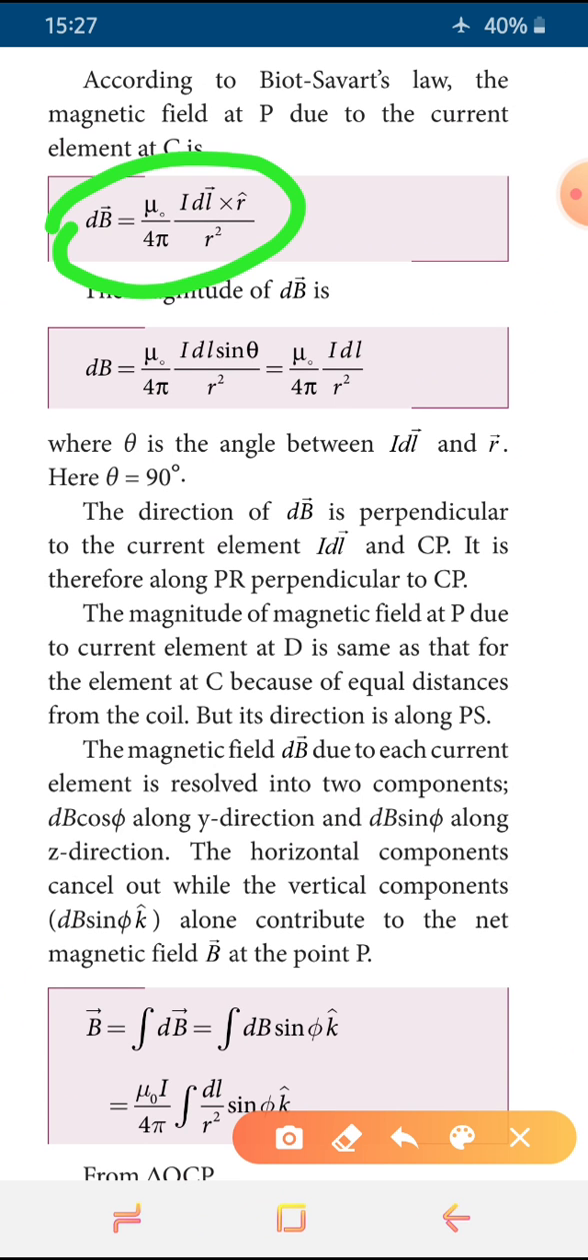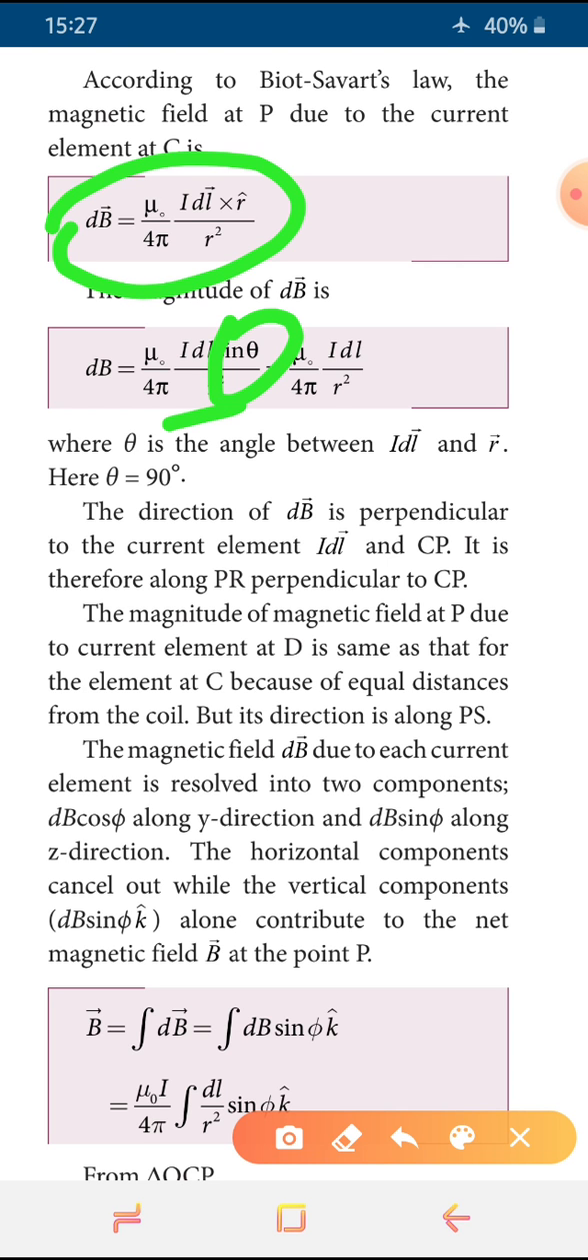We have discussed this law well in the last class and the previous class. And the magnitude of dB vector can be written as follows. Now I dl vector cross r vector gives a resultant only due to the sin theta. Then we write the equation mu naught divided by 4 pi, I dl, this is a cross product. Then we write the equation as I dl sin theta divided by r square. In this sin theta, we know theta is the angle between I dl and r.